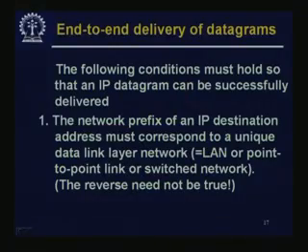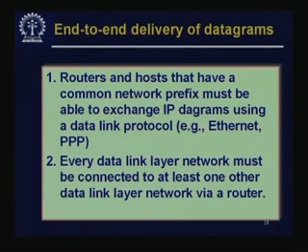The network addresses have to be globally unique, and when I say globally, I mean really globally, because nowadays our network is spanning the entire globe. This globally unique part is called the network prefix of an IP destination address. This must correspond to a unique data link layer network. The reverse need not be true. That means one data link layer network may have two different network prefixes. Let us not bother about it at the moment.